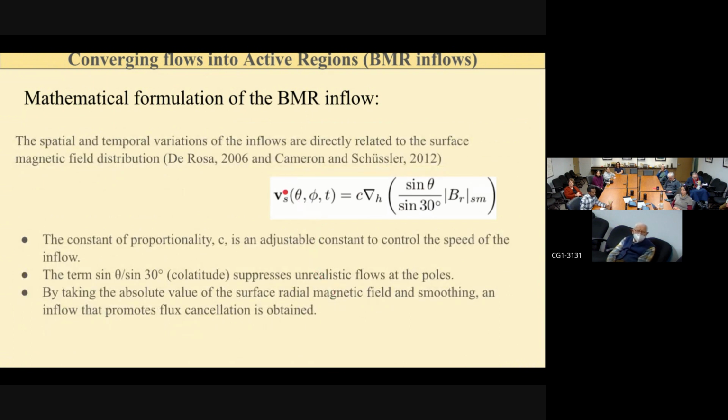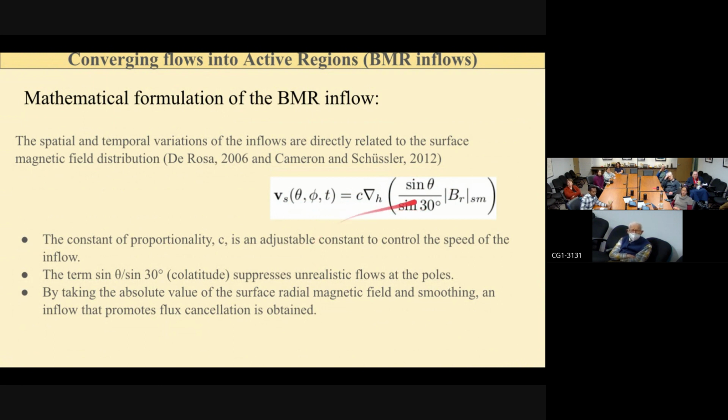This equation shows that the temporal variation of the inflow is directly related to the surface magnetic field distribution. And in our model, the surface magnetic field distribution is the radial magnetic field. So the flow field is directly proportional to the horizontal gradient and absolute value of the magnetic field. See here, the proportionality constant controls the speed of the inflow, and sine theta over sine 30 suppresses the unrealistic flows at the poles.